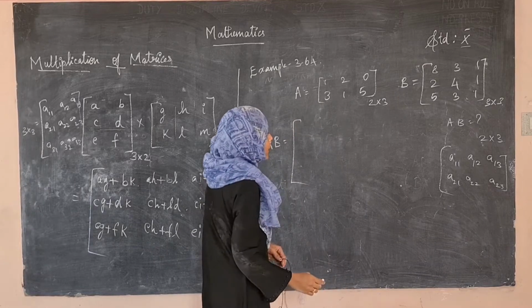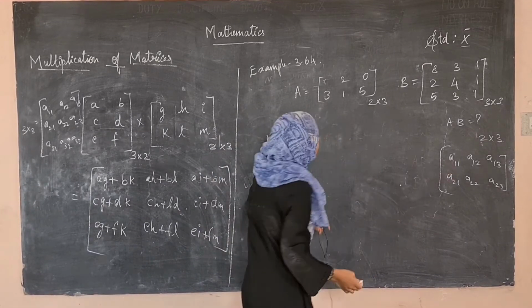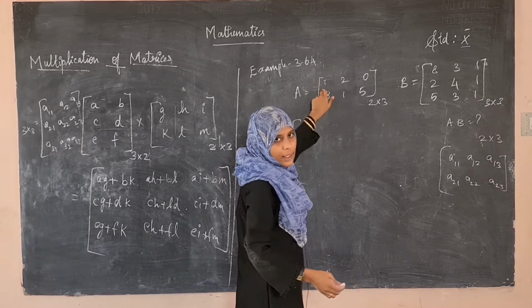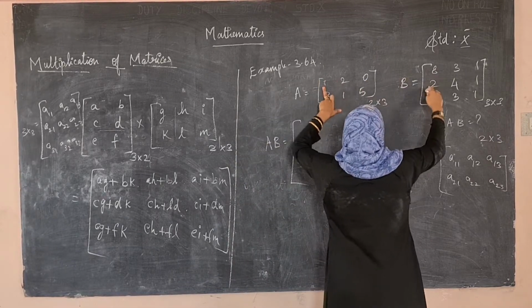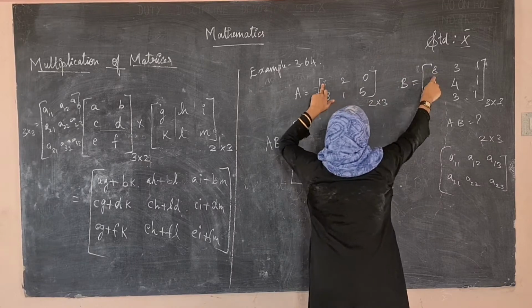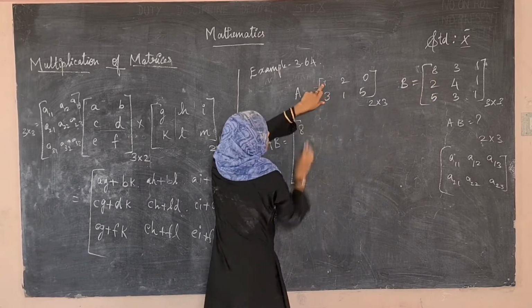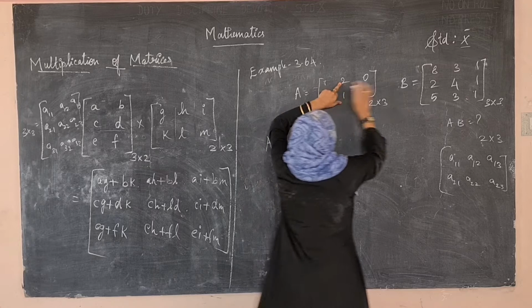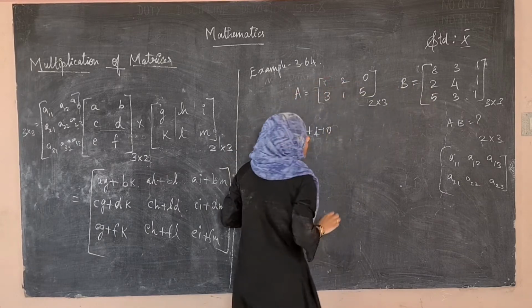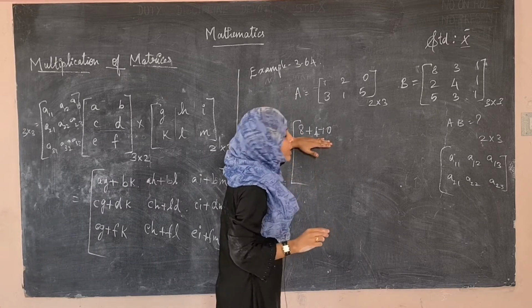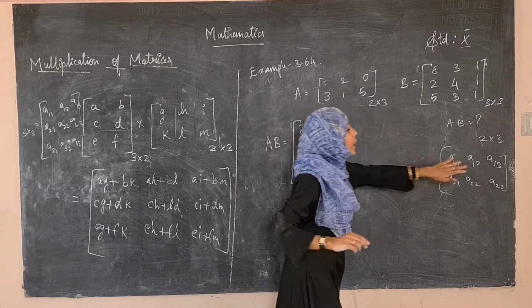See what happens. A11 is the first row in the first matrix and the first column in this matrix. See here 1 2 0 and 8 2 5. What you have to do? 1 into 8 is 8, plus 2 into 2 is 4, plus 0 into 5 is 0. Okay, now we have finished the A11 element. Now shall we move on to the A12 element?